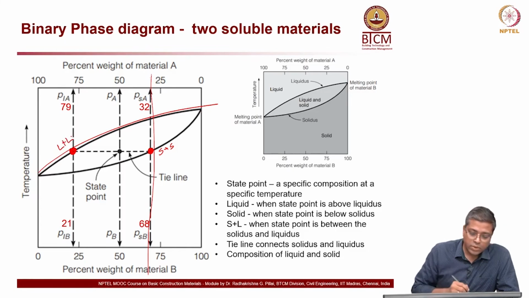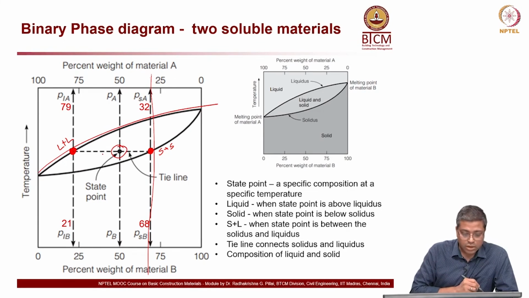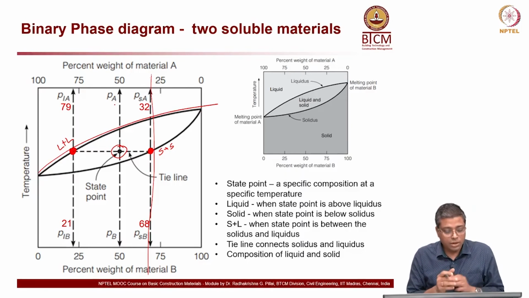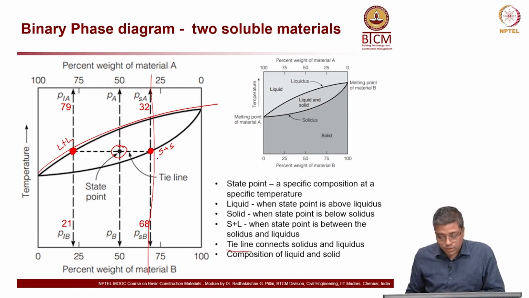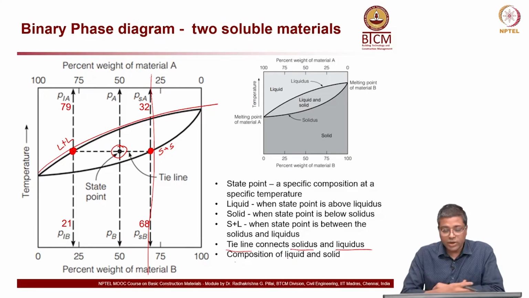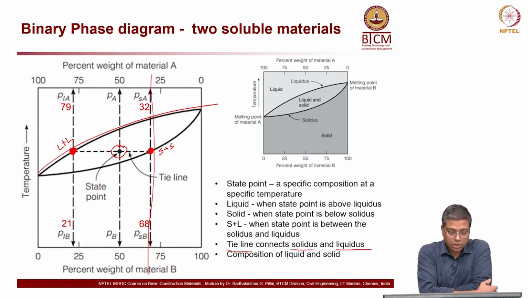Now if I take this point here, I will have A and B present, but then I have to look at whether both solid and liquid are there inside that state. Now that is the tie line. This horizontal dashed line is called the tie line, which connects the solidus and liquidus compositions of liquid and solid.